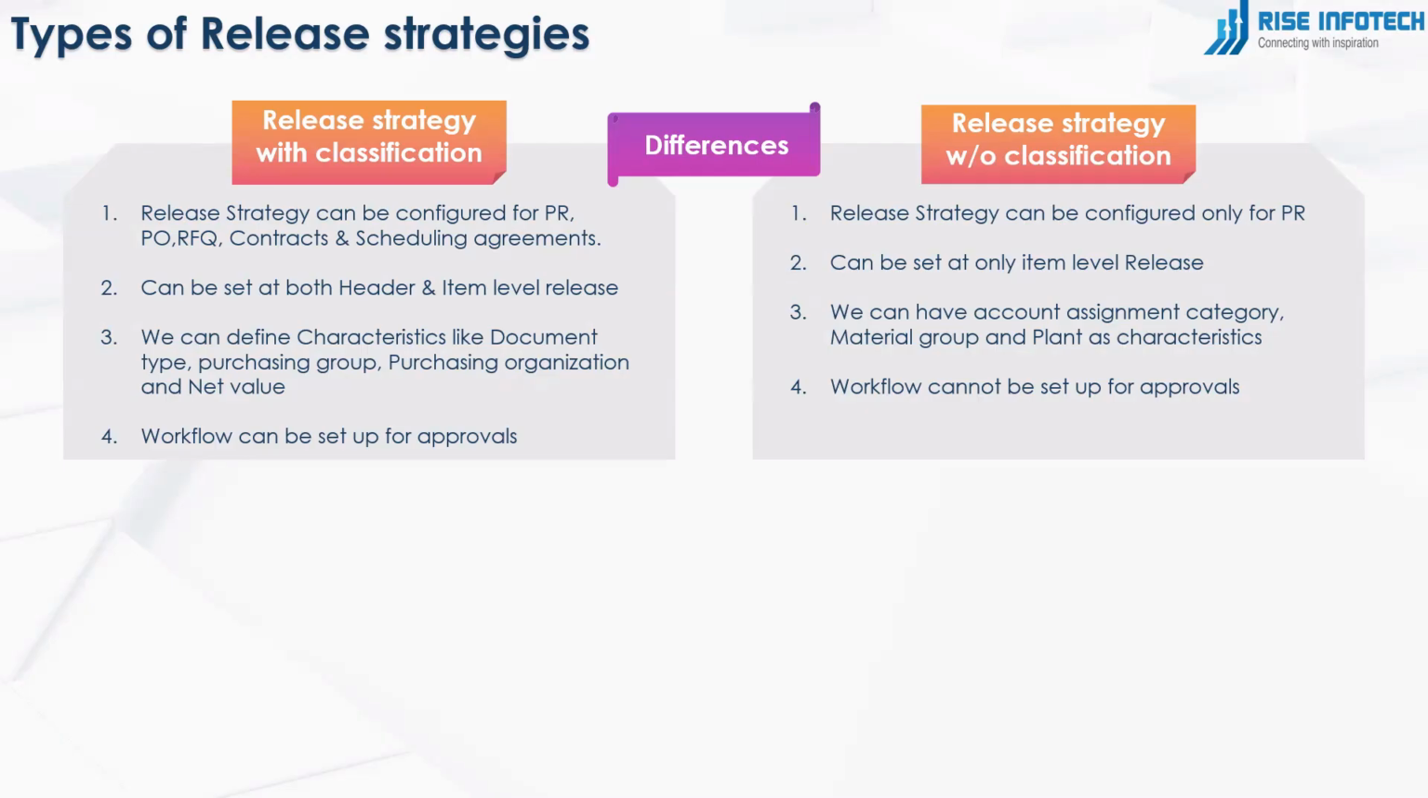In release strategy with classification, we can define characteristics like document type, purchasing group, purchasing organization, and net value. In release strategy without classification, we have account assignment category, material group, and plant as characteristics. In release strategy with classification, workflow can be set for approvals. Without classification, it does not go for any approvals.